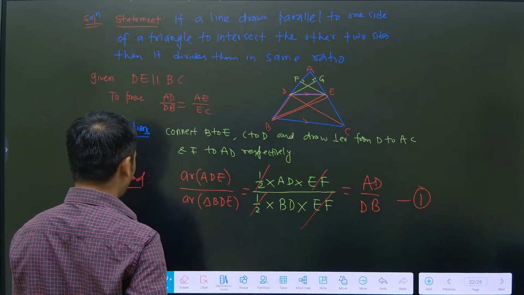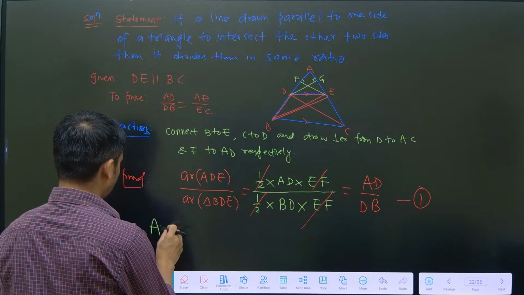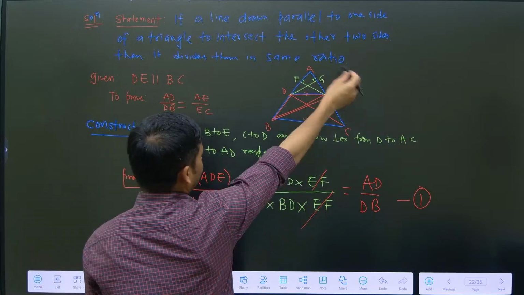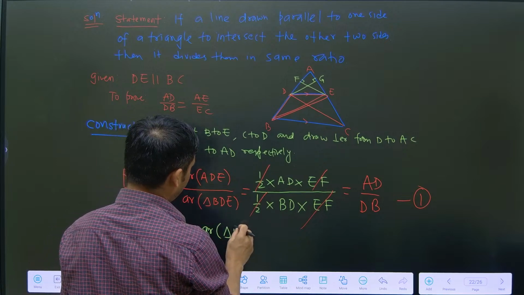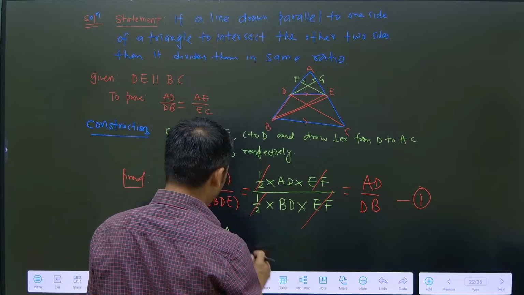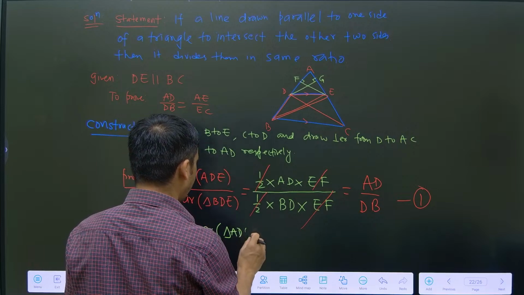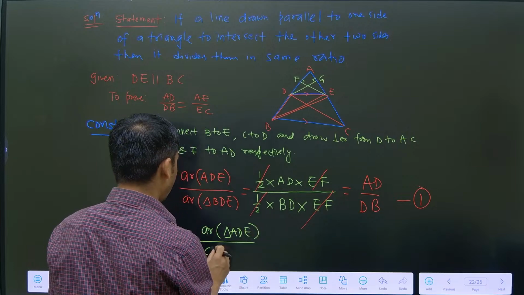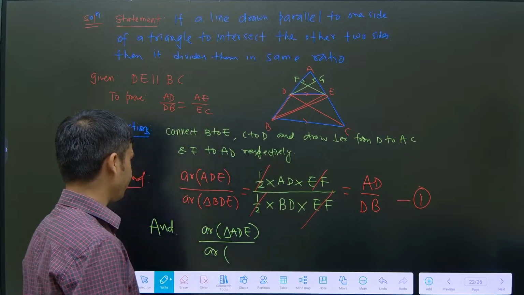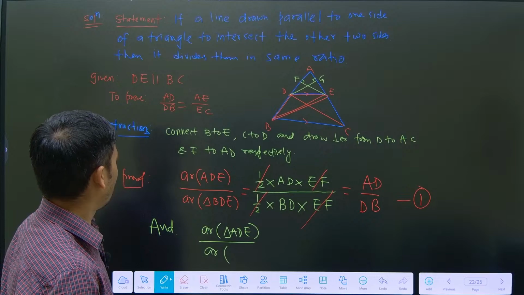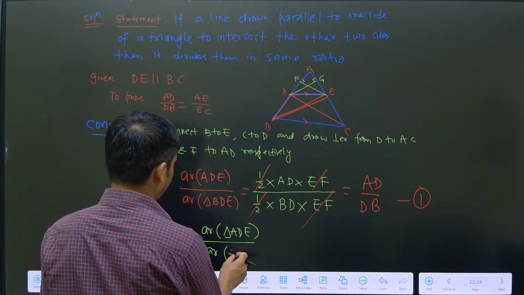Similarly, I can do one more thing. Also, see the other side of the triangle. If I ask you the area of triangle ADE, we can find the area of triangle ADE in multiple ways, right? Upon area of triangle. This time we are finding out the area of CDE.